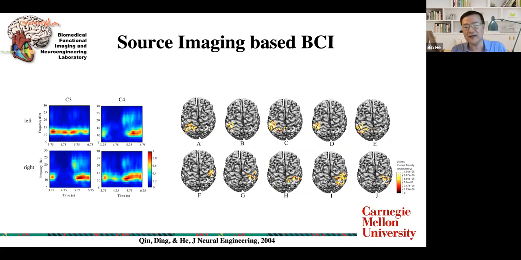Here we use offline data. It's people doing offline motor imagination, as we discussed, either left hand imagination or right hand imagination. And these are cortical source imaging results in 5 human subjects illustrating that if you're imagining moving the right hand, you see such activation in the left hemisphere. And in the other 5 subjects, if you have left hand movement imagination, you see right hemisphere cortical activation.